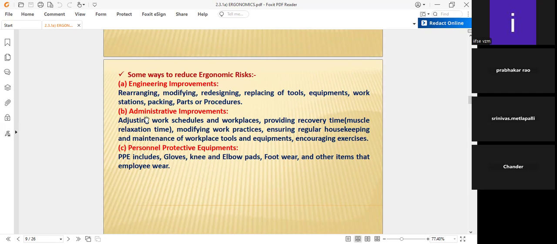And coming to the administrative improvement: adjusting work schedules, workplaces, providing recovery time, relaxation time, modifying work practices, ensuring regular housekeeping, regular housekeeping and all.